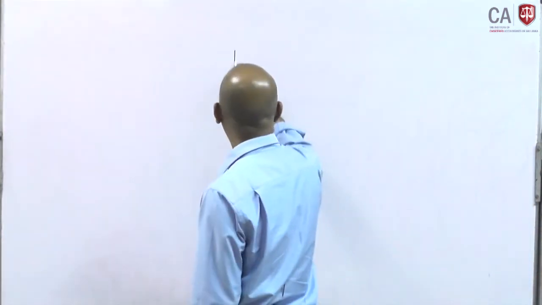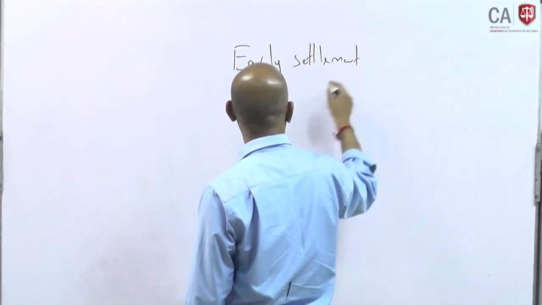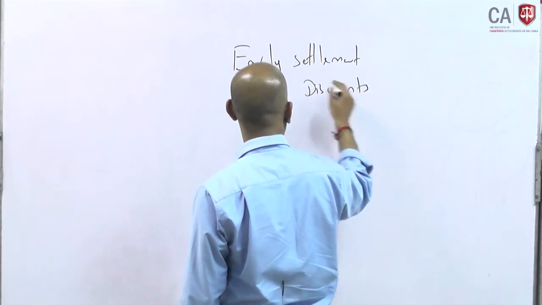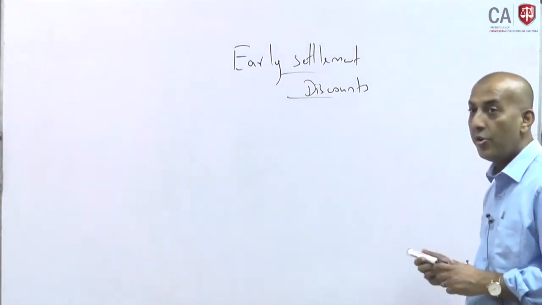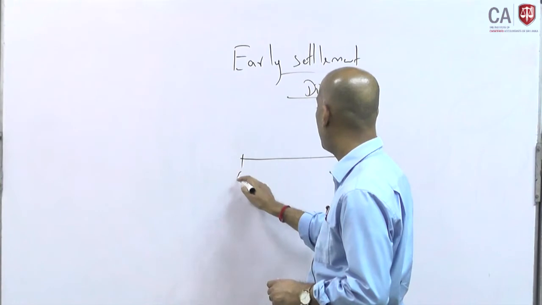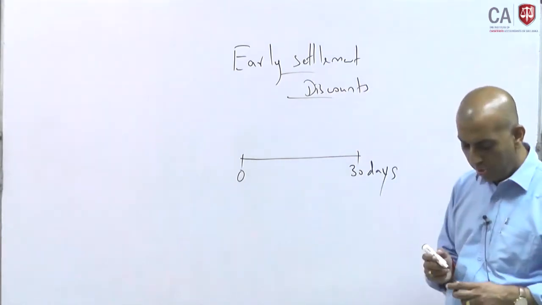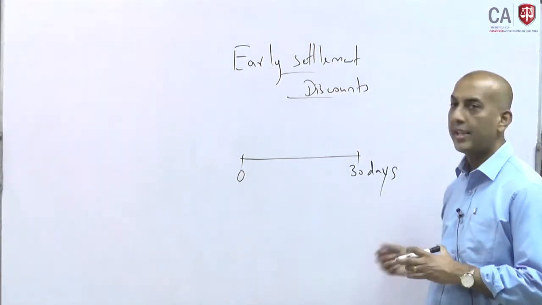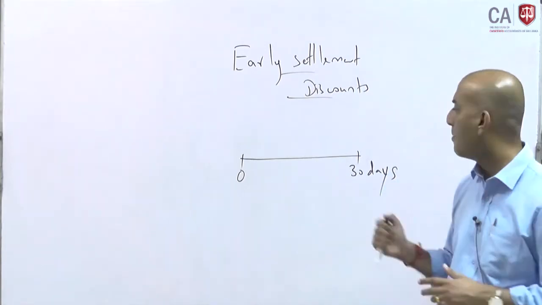You might take page number 406 in the study pack. It's about early settlement discounts. What is this? You have to understand, generally when we give credit, say today is day 0 and we give 30 days credit. Normally the company would give a credit period to customers, say 30 days. So you basically have to wait for 30 days to collect the money from debtors.